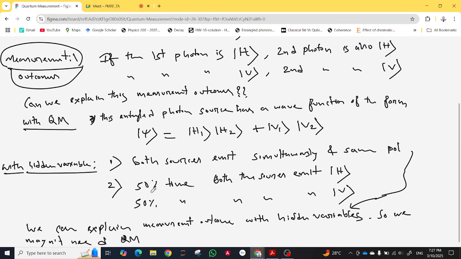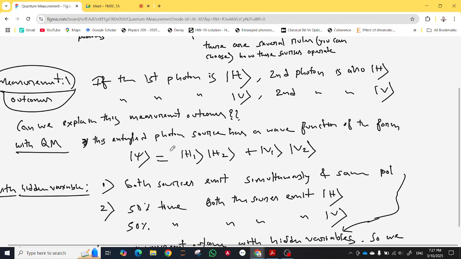If you don't set 50%, suppose you said 90% of the time both sources will emit H and 10% of the time they will emit V. Then the ratio, I think I should write a 1 by root 2 factor here. This probability should be equal. I mean, the probability of getting HH is equal to the probability of getting VV.